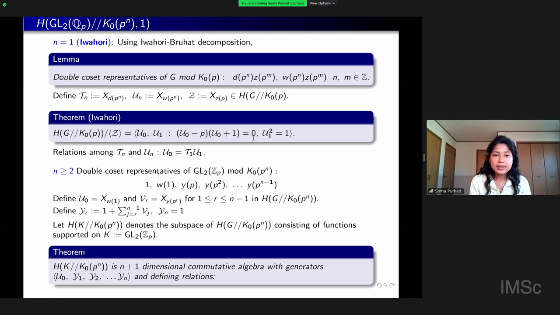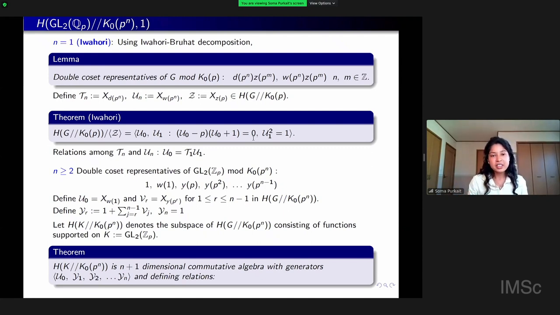Okay, and I'm noting one more relation which is sort of useful. So you have several relations among U0 and U1, and U0 and U1 will generate all the T_n's and U_n's. We will see a part of it when we look at the general Hecke algebra modulo p squared in the last part of the talk.